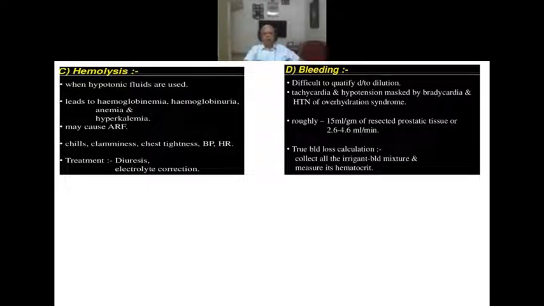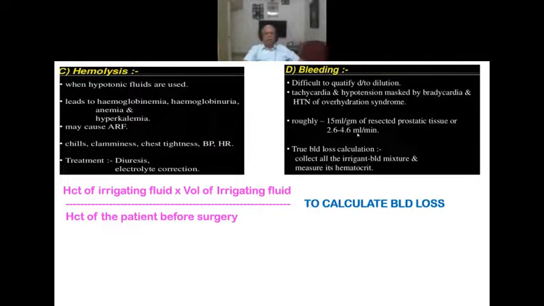Bleeding is sometimes difficult to quantify because of the dilution. So tachycardia and hypotension may be masked by the bradycardia and hypertension of overhydration. So this is the trick in that bleeding problem. So we will identify it very late. The rough estimate is 15 ml of blood loss for every gram of prostate resected.